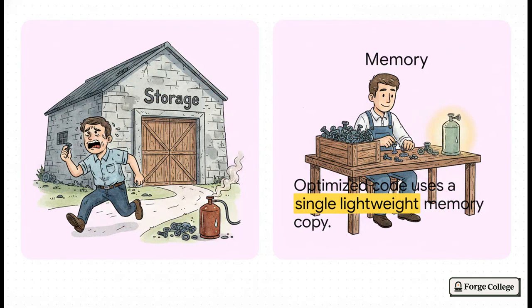Think about how a typical unoptimized contract behaves. It makes multiple heavy storage reads. It's literally like running back and forth to that giant warehouse for every single screw and bolt you need. This drains your gas tank fast, especially if you're writing to a storage slot that was previously 0, which, as we know, is notoriously expensive in Ethereum. So, what's the optimized approach? A single, lightweight memory copy. You grab everything you need from the warehouse exactly once, put it on your workbench, and get to work.